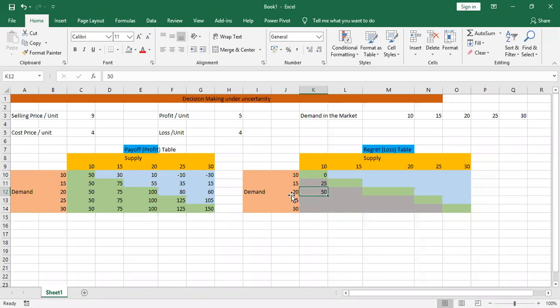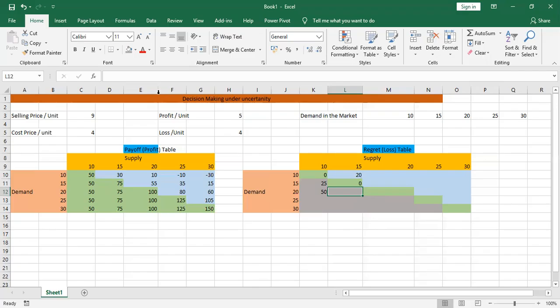Right. Similarly, if I'm talking about this case, I supply 15 units, but demand is 10. What happened? Till 10 customers it was okay, but the 5 newspapers remaining with me are not sold. And the cost of one newspaper is what? 4 rupees. I got a 20 rupee loss. In this case, the demand and supply are both equal, that means I have not received any loss. So in this table, we are talking about the losses.